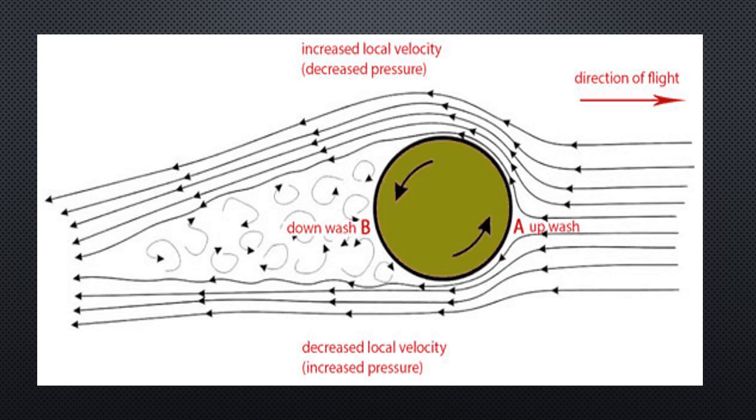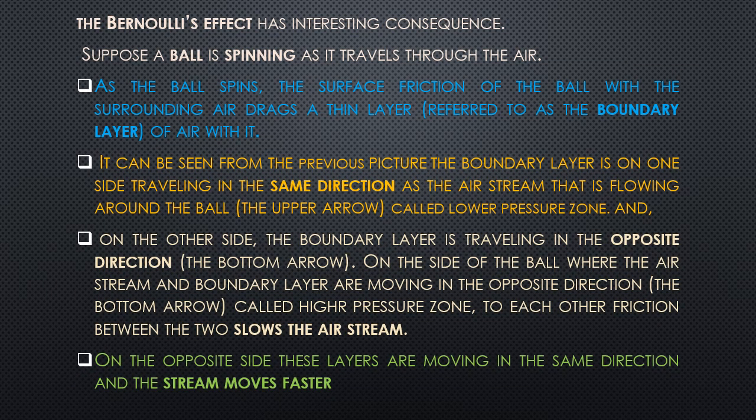And on the lower side you can see that the velocity has decreased as the streamlines are far apart from each other, and so the pressure is increased. And with the spinning of the ball on the right hand side, the ball is moving in the direction of the flight. Bernoulli's effect has an interesting consequence. Now we are explaining more about the spinning of a ball.